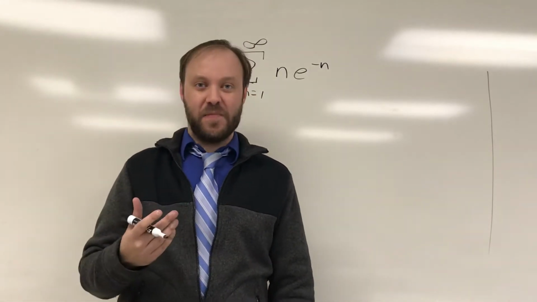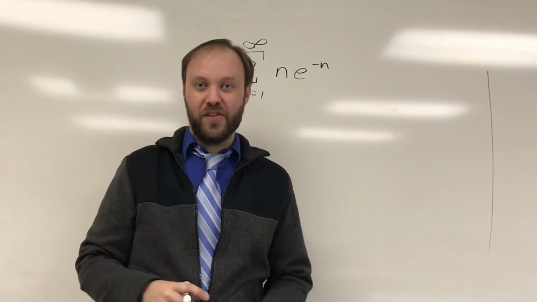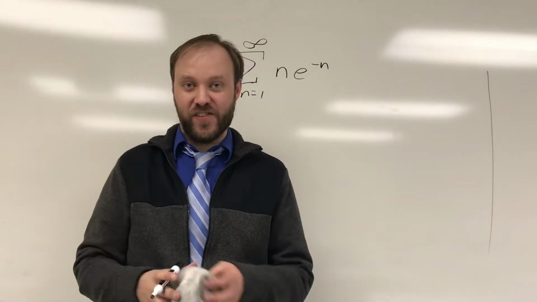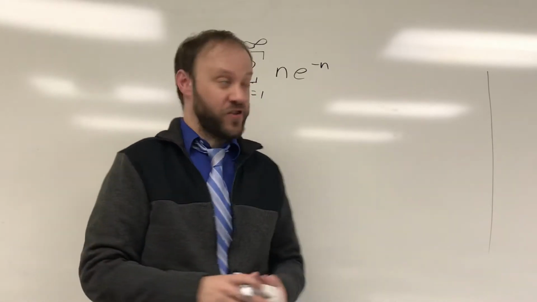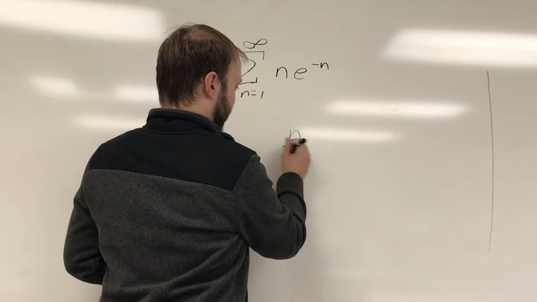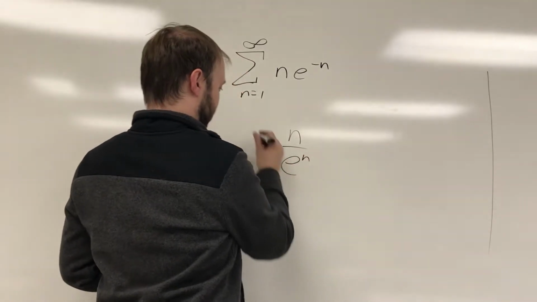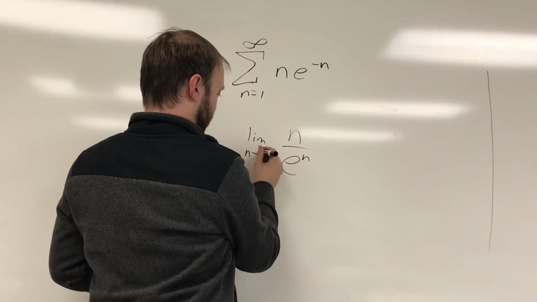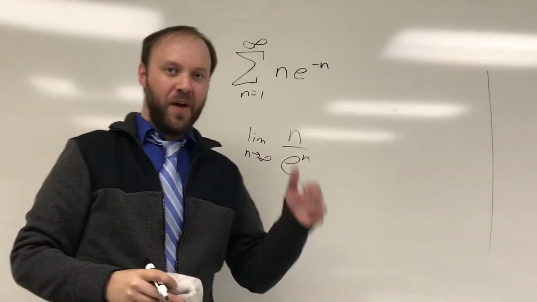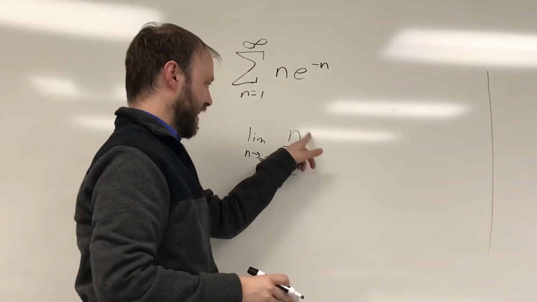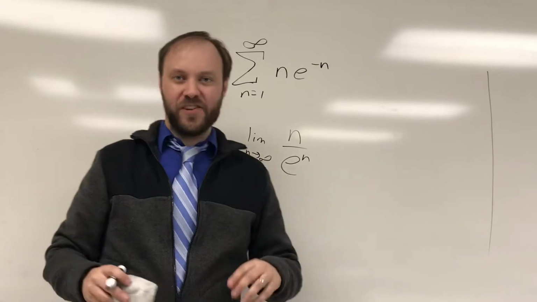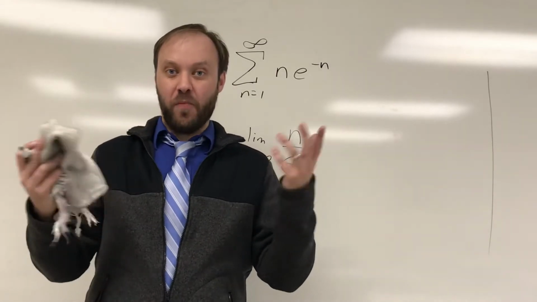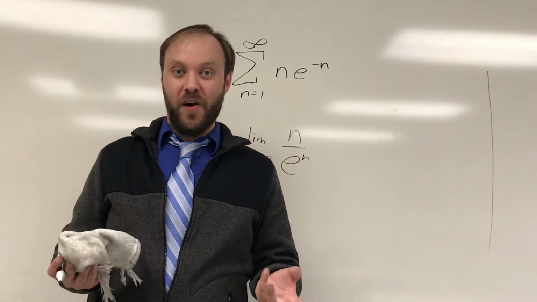Always do the nth term test first, because the easiest way for them to trick you on a series and make you do a bunch of unnecessary work is to give you a series whose terms don't approach 0. Okay, this is the same thing as n over e to the n. You want to look at the limit as n approaches infinity. You can probably just kind of think about this. We have a linear term here being divided by an exponential term. That exponential term is going to grow more quickly. The terms will approach 0.